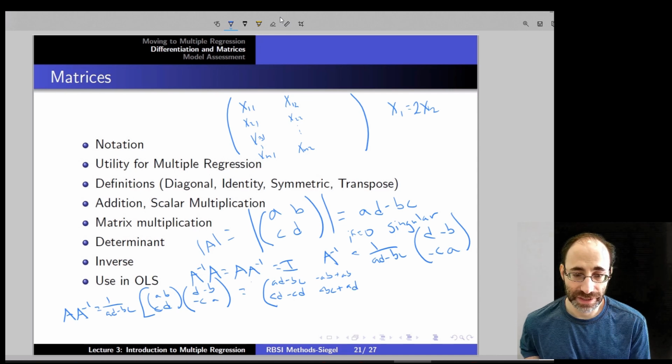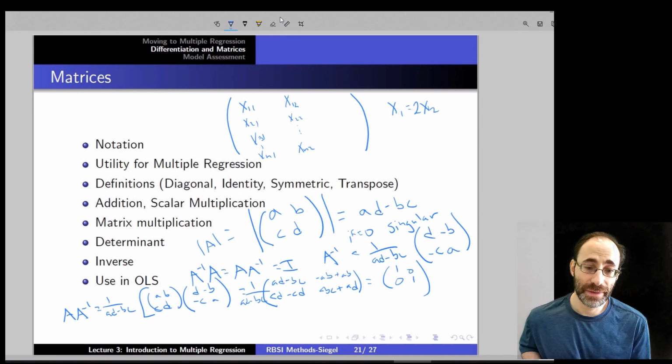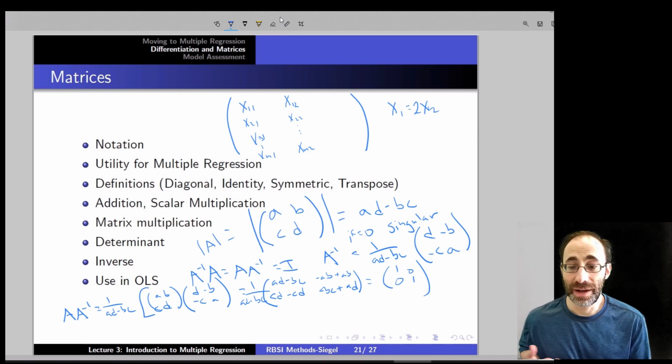These, when divided, I forgot this part, AD minus BC. These are the same as these. So this gives me 1, 1, 0, 0, and I have identity back again. So this is the inverse of A. For bigger matrices, it's more complex.